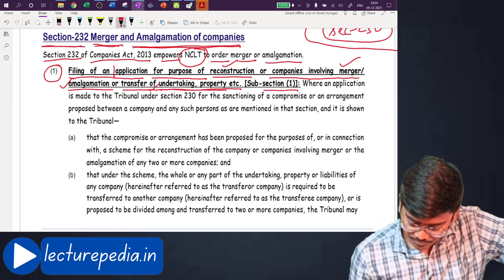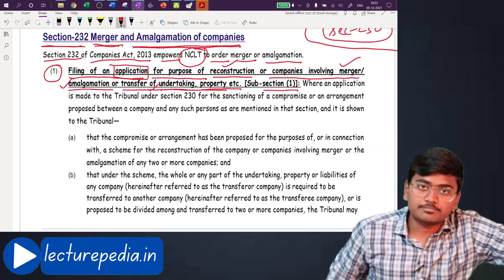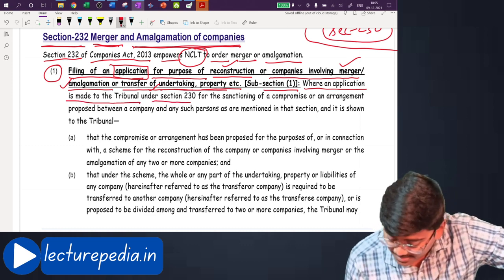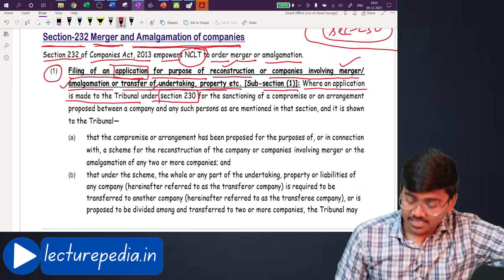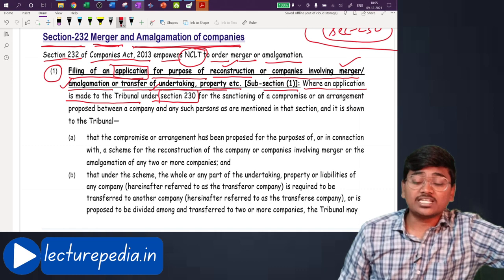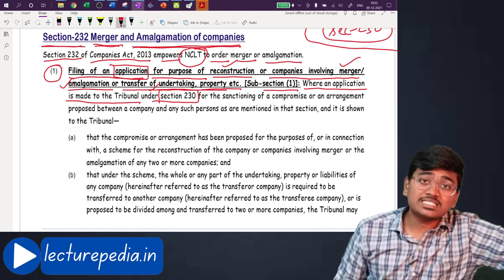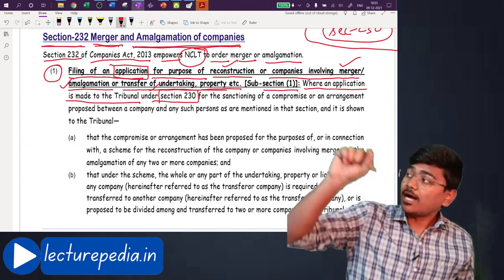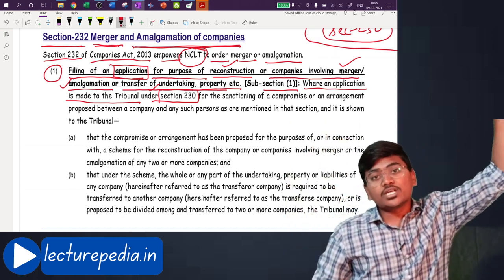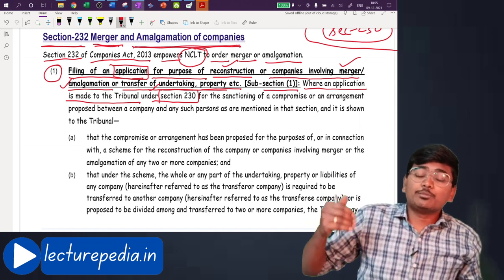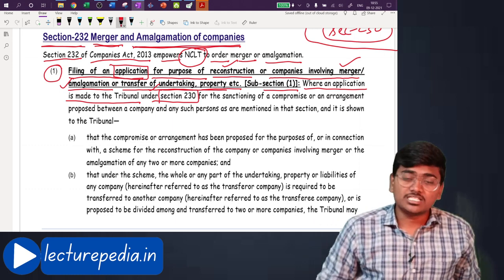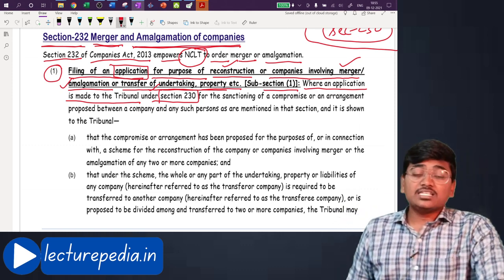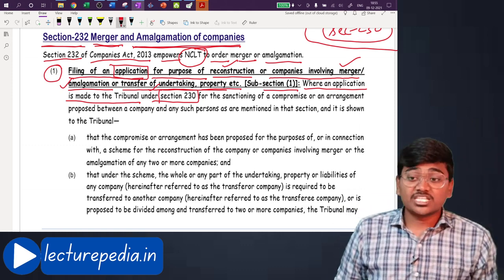Basically subsection 1 says how you should file the application with NCLT. Let's see. Where an application is made to the tribunal under section 230. See, here he has brought the reference of section 230, which we have already read regarding compromise and arrangement. That means even for amalgamation and merger you have to make the application to the NCLT as per section 230 only. The reason is even amalgamation and merger are also a type of compromise and arrangement. That is the reason why the application that you will be making to the NCLT will go through section 230 only, even for amalgamation and merger.